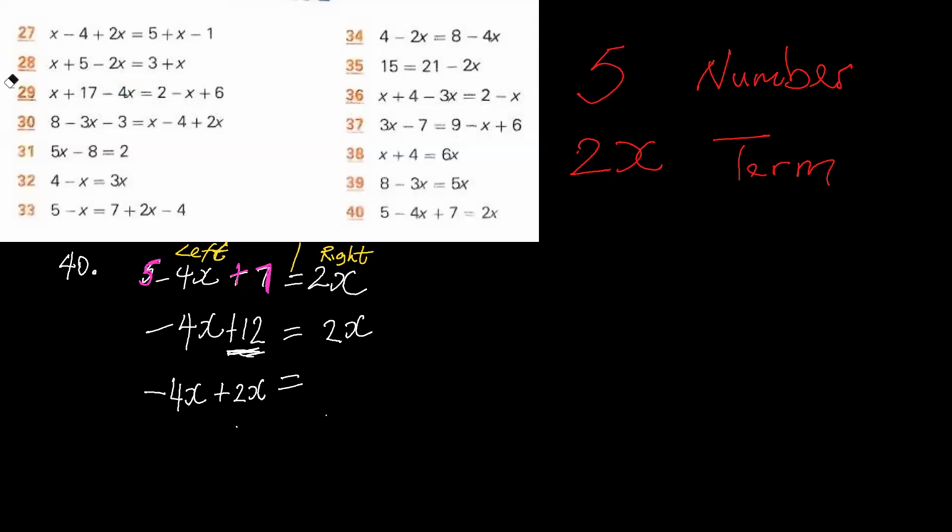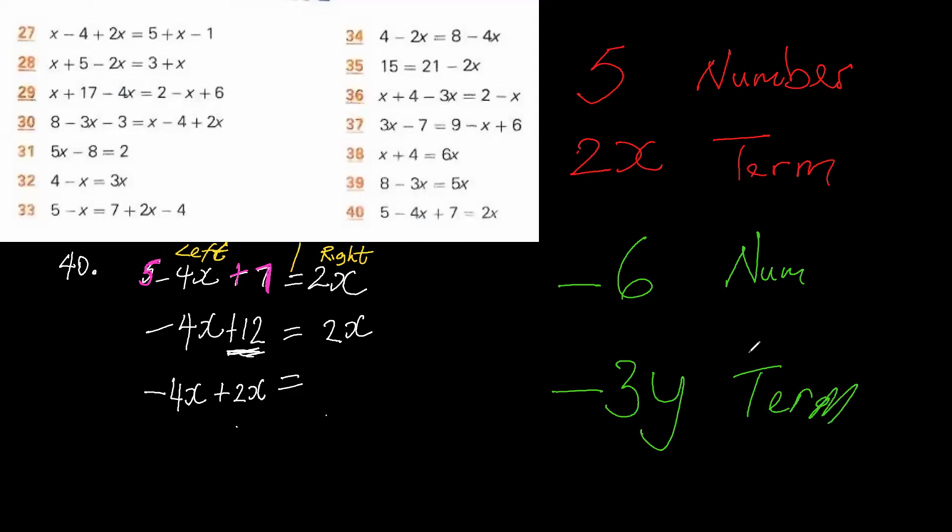Okay, so let's go again. Is this a number or a term? Negative 6, number or term, Trinity? Number. Right, N for number. Is this a number or a term? 3y. Trinity, number or term? Term. Good. So it's that simple. It's that simple.